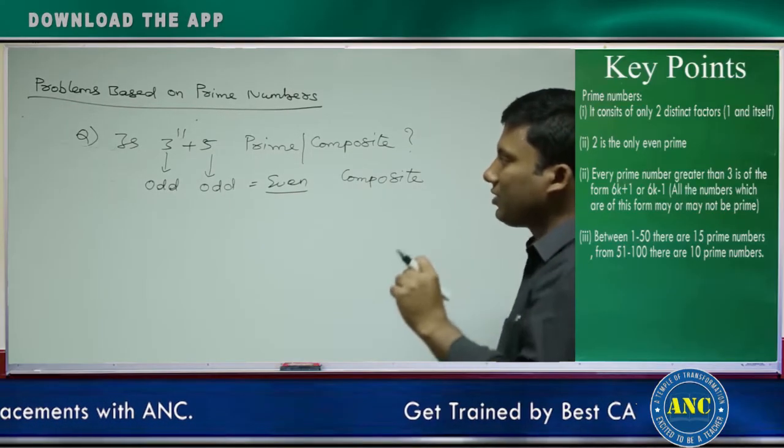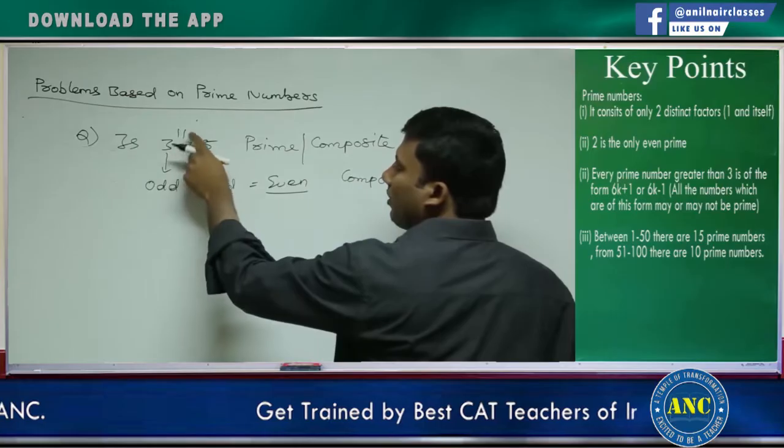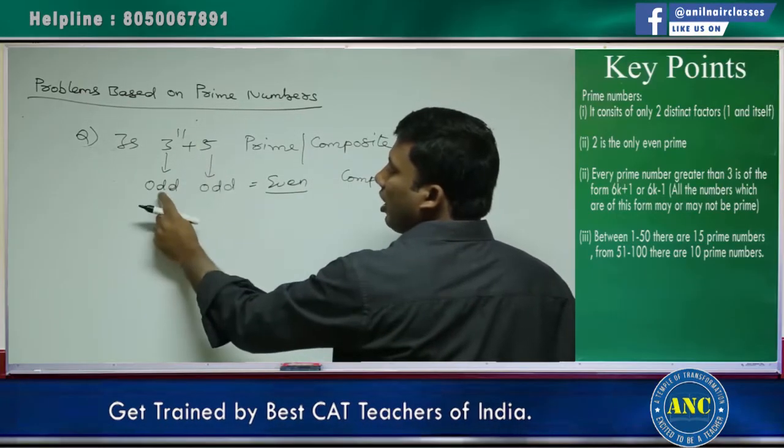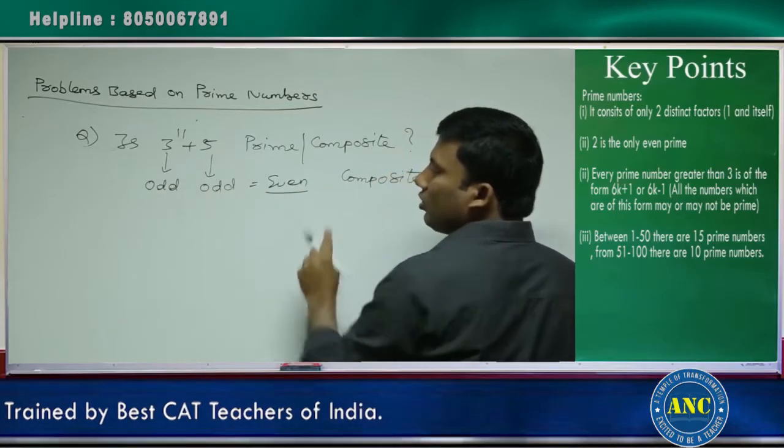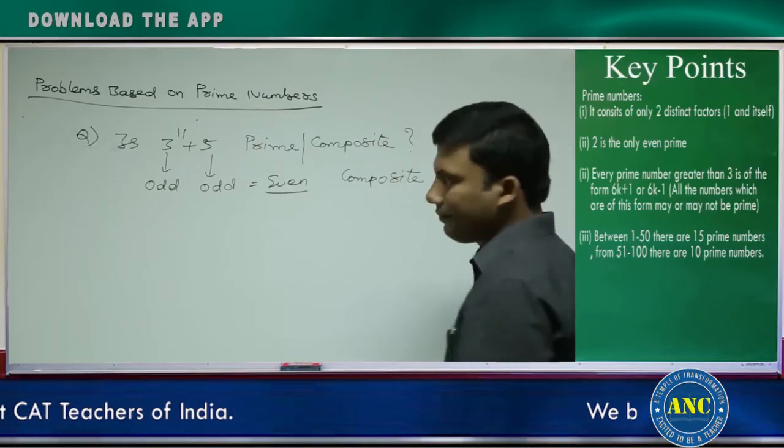3 power 11 plus 5. 3 is an odd number. Odd power any number is odd. 5 is odd. Odd plus odd is even. There is no even number other than 2 which is prime.